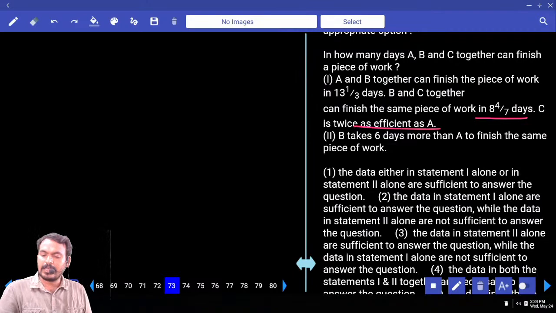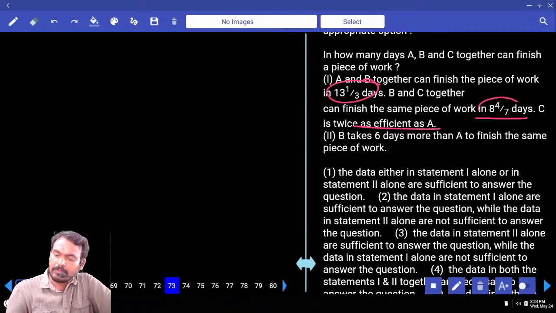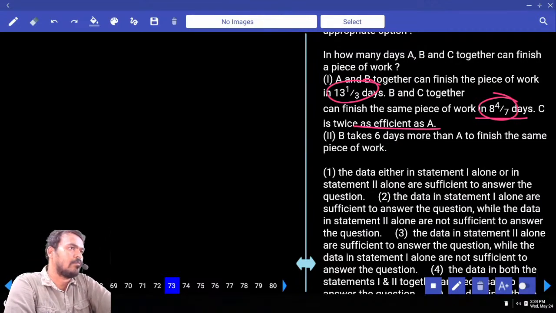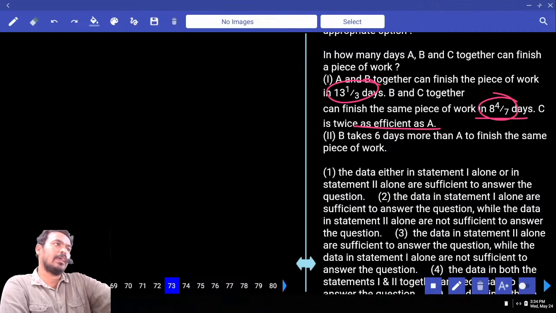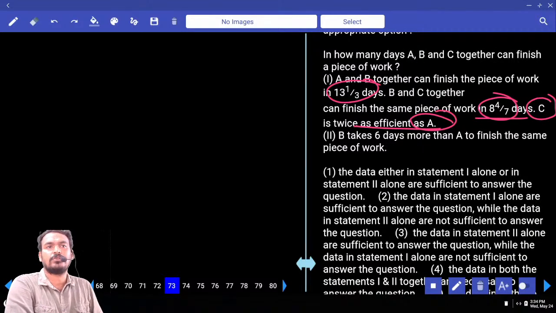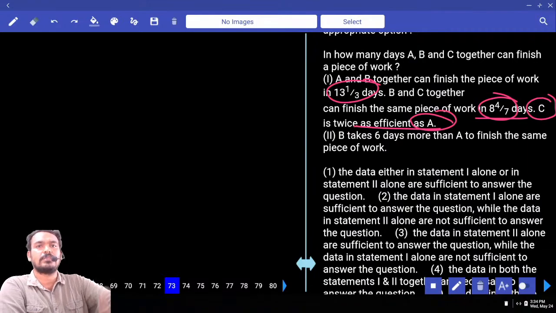C is twice as efficient as A. A and B are given, B and C are given. We get the LCM, or not? If we get the LCM, we get the total work, or not? In that we get the A plus B efficiency and B plus C efficiency, or not? And we know the relation between A and C efficiency ratio, or not? Obviously we get the individual efficiencies of A, B, C, or not?